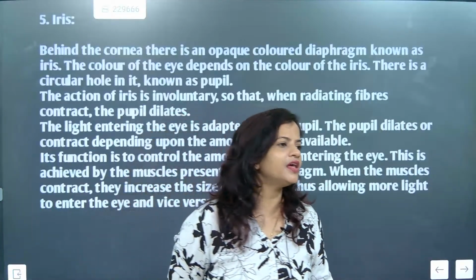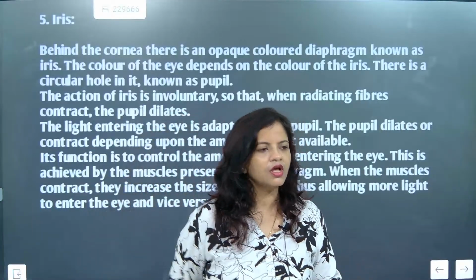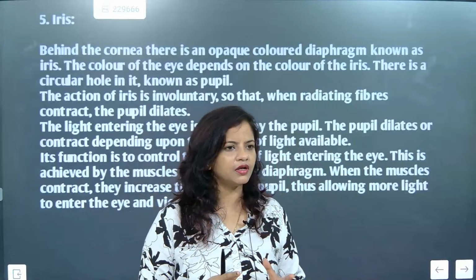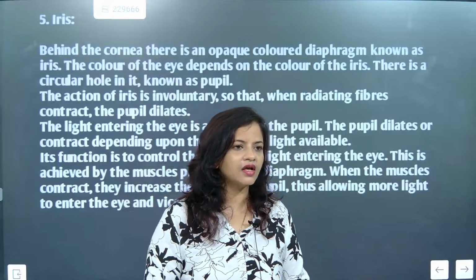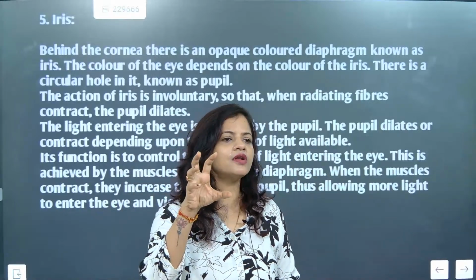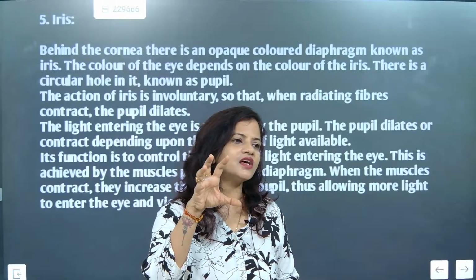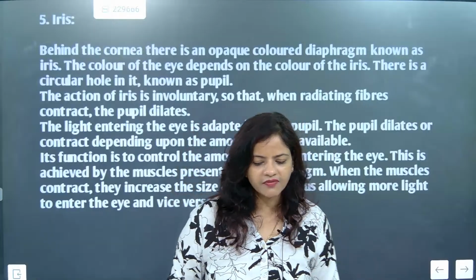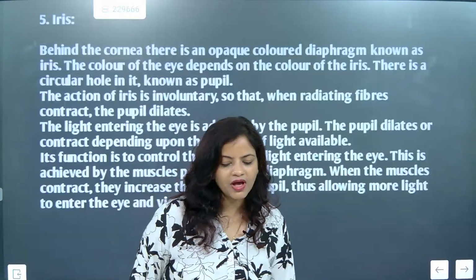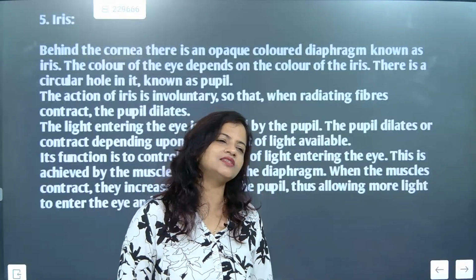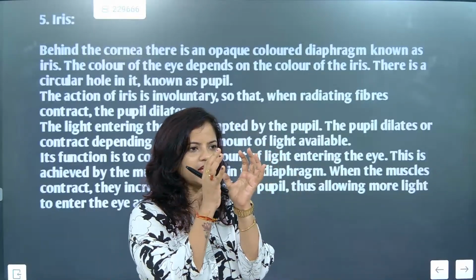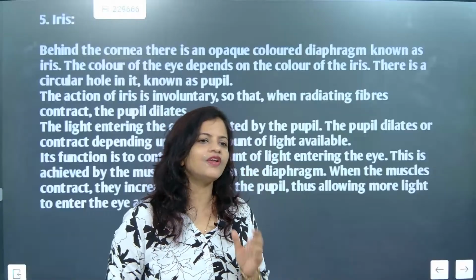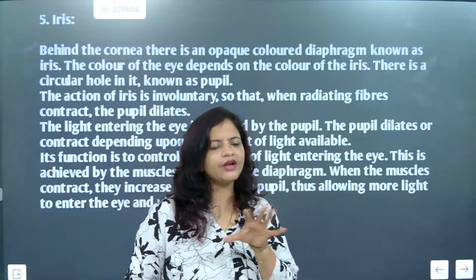And where will it be done? In a dark room. Understood? I want more light to enter, so the iris will contract. The moment the iris contracts, what will happen? It will increase the size. That's the comparison, and that's the mistake we are making. In a bright room the iris relaxes. In a bright room the iris is relaxing, the shutter is closed so that a lesser amount of light enters. So right now this bright room is there.